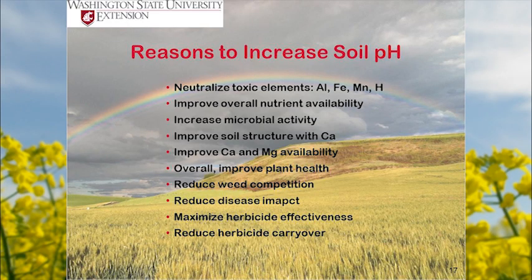Overall improved plant health, reduce weed competition, maybe. I raised that question on the weeds and where they're the most active. Maybe reduce disease impact, maximize our herbicide effectiveness. And I think we know that one. And reduce herbicide carryover. For example, if you go below a 6.2 pH, you just went from a 3-month crop rotational to a 15-month. And that's big as we're trying to manage our cropping system.